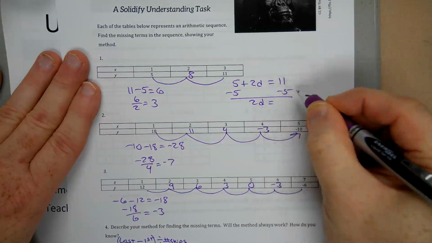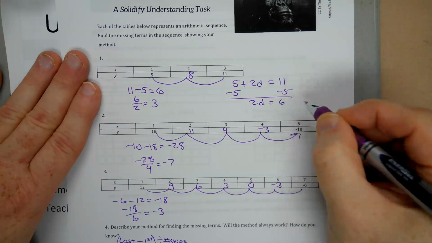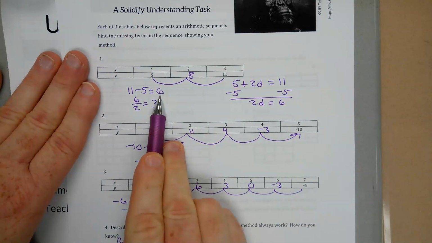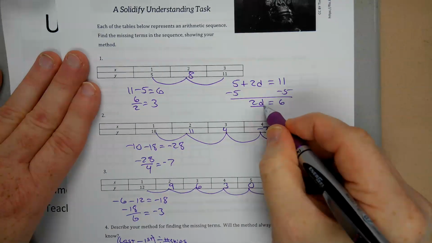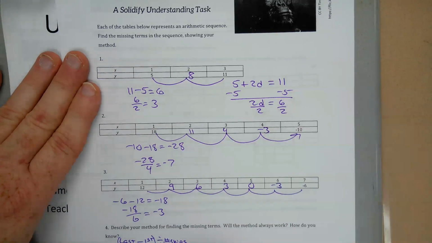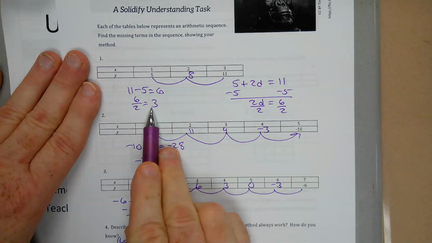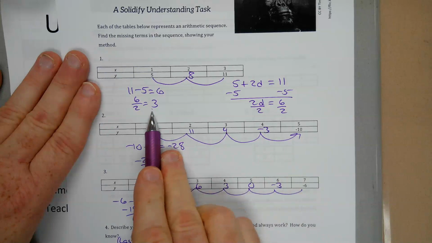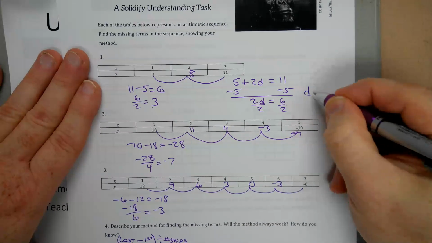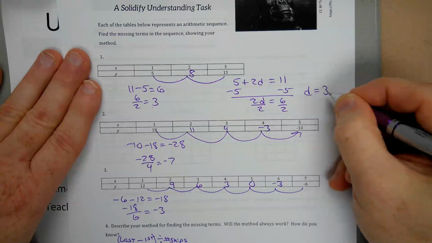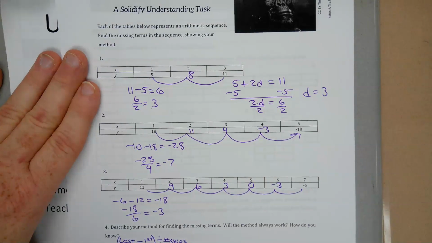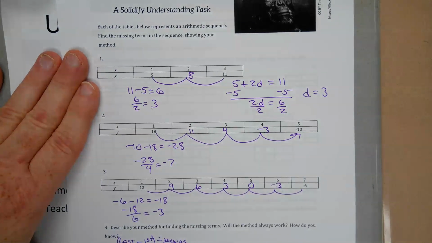And we get 6. That's exactly what we got over here. And then if I divide both sides by 2, 6 divided by 2 is 3. So that conveniently worked there. Let's see if it works somewhere else.